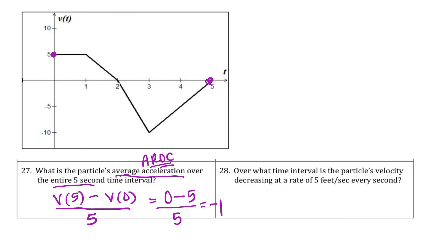And number 28, over what time interval is the particle's velocity decreasing at a rate of 5 feet every second? So at a rate of 5 feet every second. So let's look up at the graph. Velocity's got to be decreasing. And so it looks like for 5 feet for every second, so from here to here, so we drop from 5 to 0, so from 1 to 2, that should be our time interval.